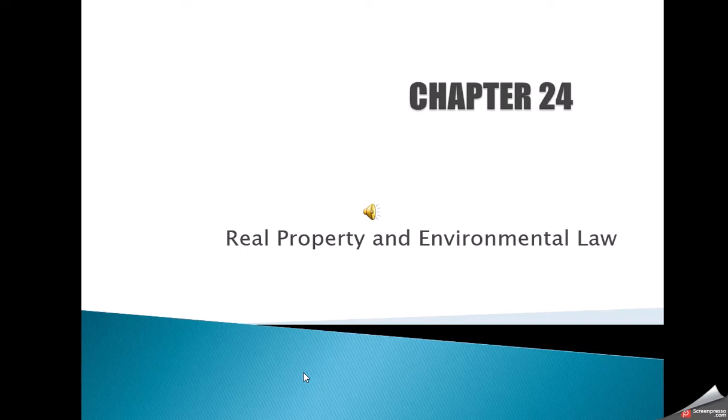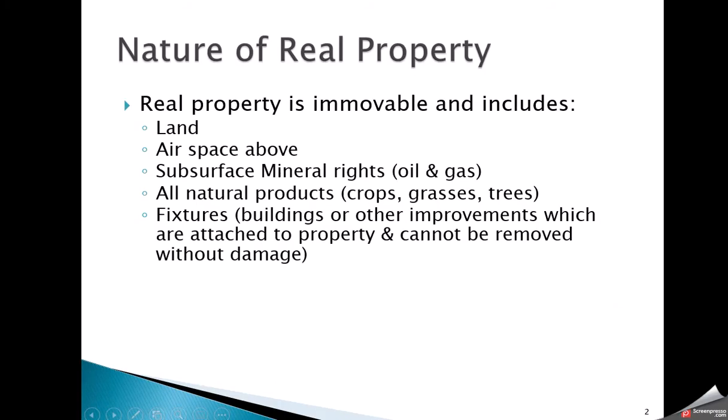Chapter 24, we deal with real property as compared to personal property, which we covered in the last chapter. And then we'll get into a little bit of environmental law. So the nature of real property is basically your land, your house that's attached to that land, any fixtures that are on the land. Like your driveway, a shed or an outbuilding that was permanently attached, an in-ground pool. Basically anything that is attached into the ground and cannot be removed without damaging the property.